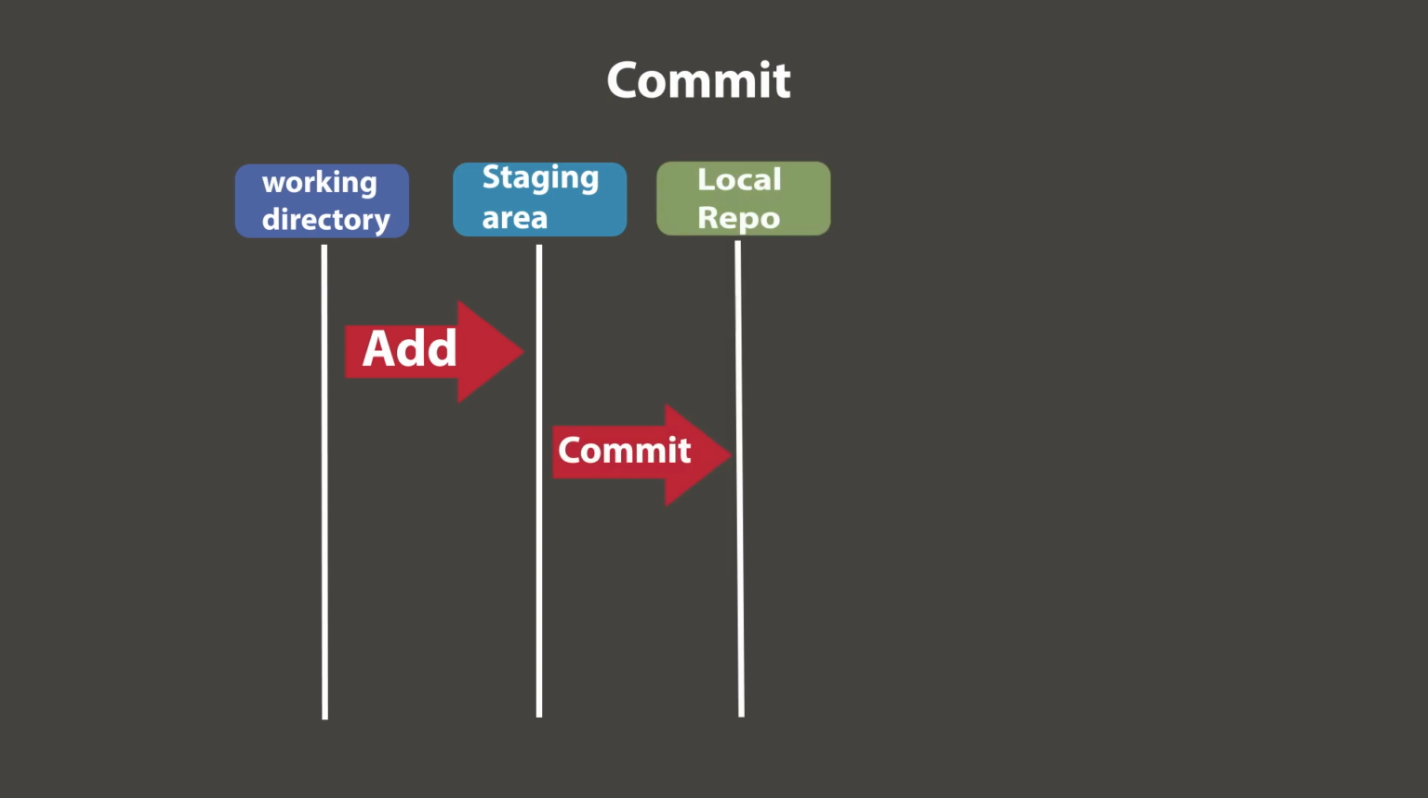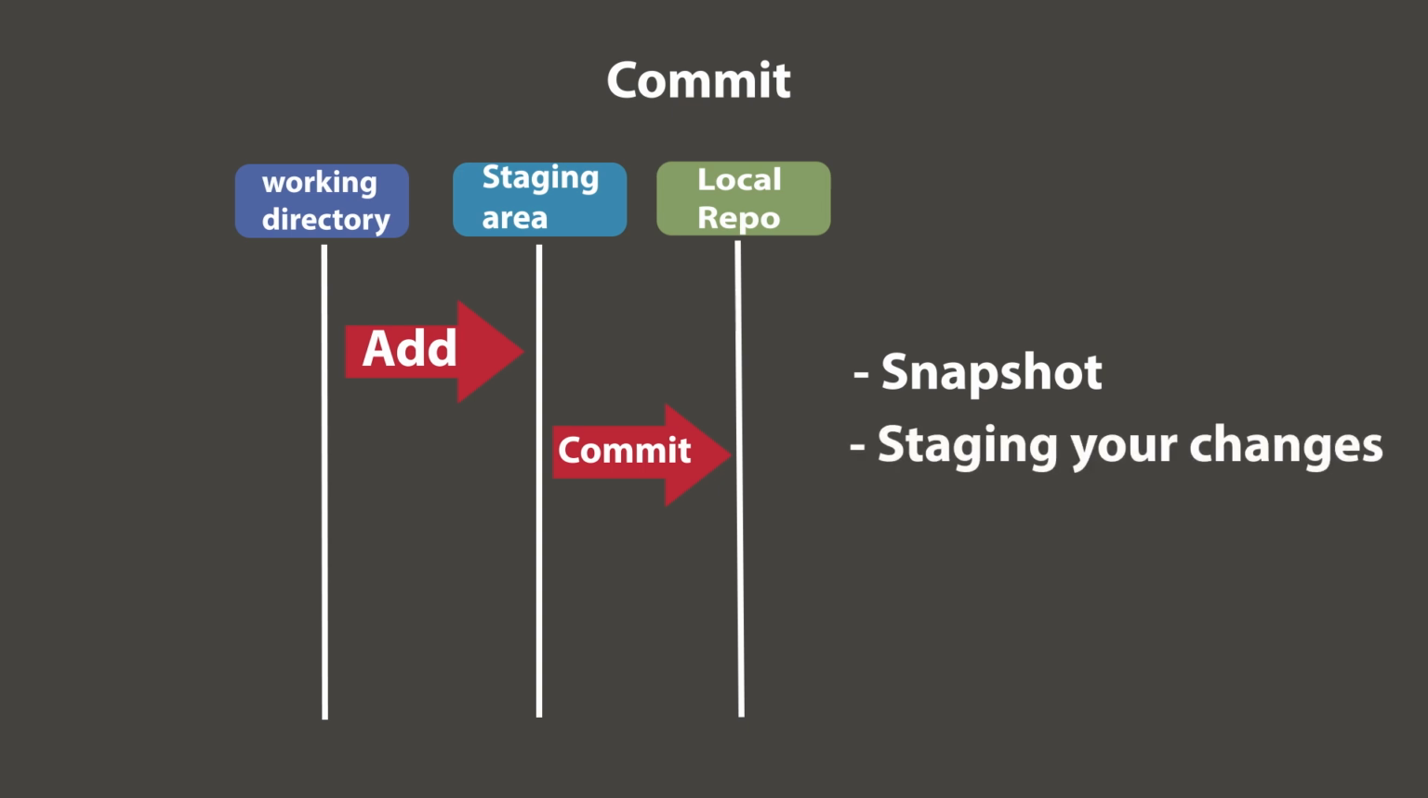Git commit will commit changes to the repository, which essentially creates a snapshot of the current state of your code that you can revert back to later if needed. This is commonly referred to as staging your changes.